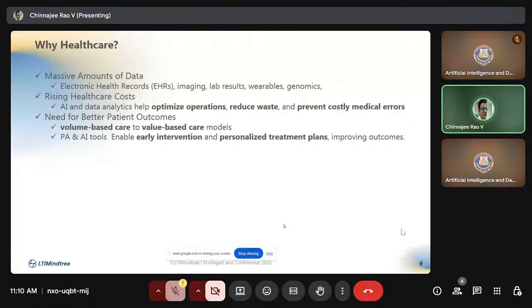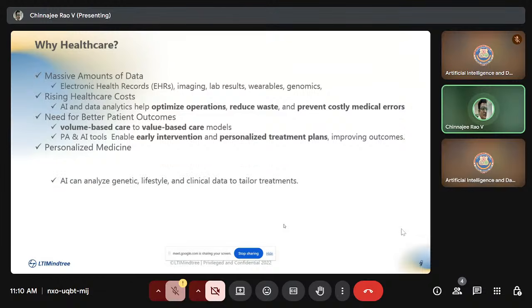And personalized treatment plans. Nowadays there are a lot of corporate plans available, for an AC room with a single bed or double bed. This AI tool itself will predict and tell you what kind of treatment this particular patient requires, when he has to start, and when he has to complete. Everything will be predicted. So that's what we call volume-based to value-based.